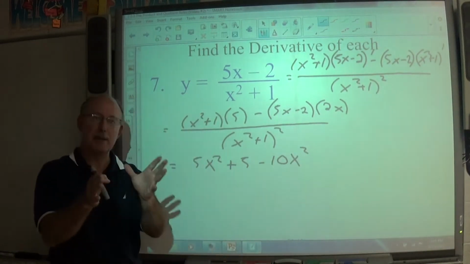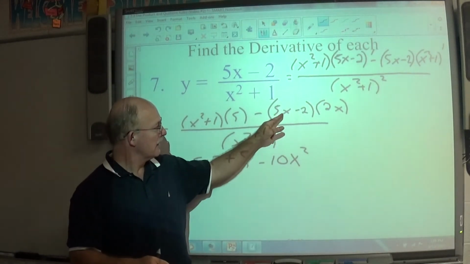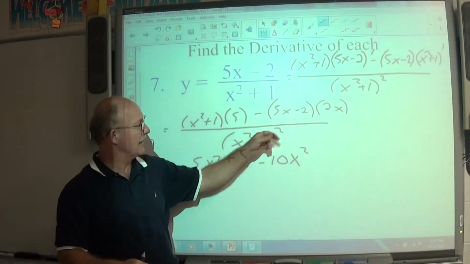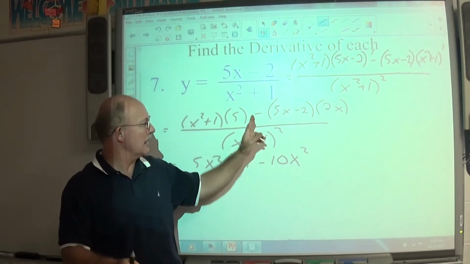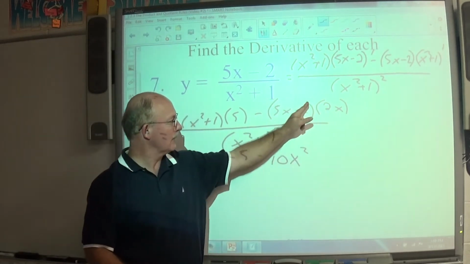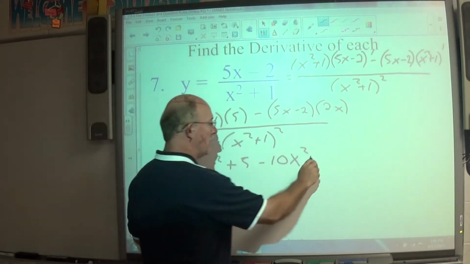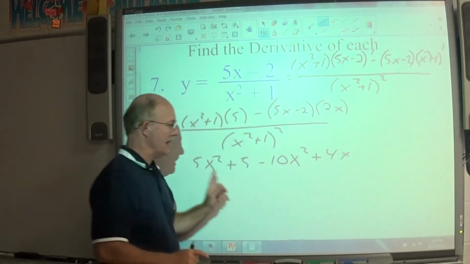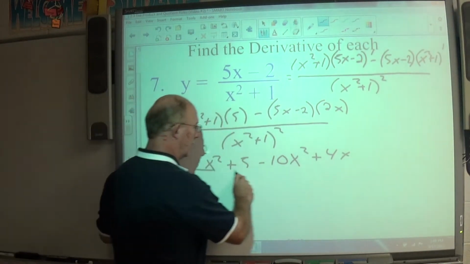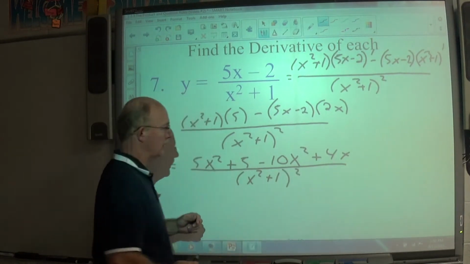You see this? Now that's where you've got to be careful, because of this minus sign out in front of your parentheses. So the 2x times 5x makes it a 10x squared, and then the minus sign makes it a negative 10x squared. Now, 2x times negative 2 makes it a negative 4x. The minus sign makes it plus 4x. That's our numerator now. Right? All this divided by x squared plus 1 quantity squared.